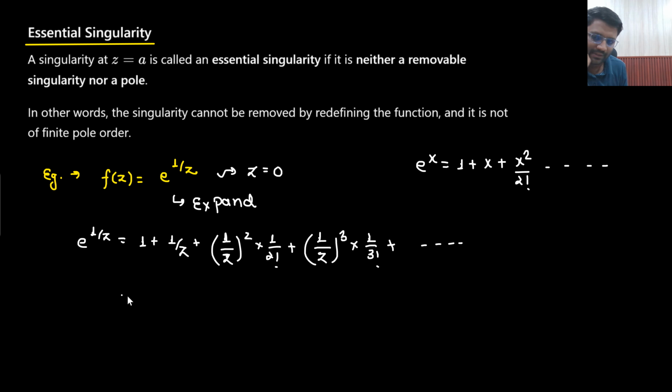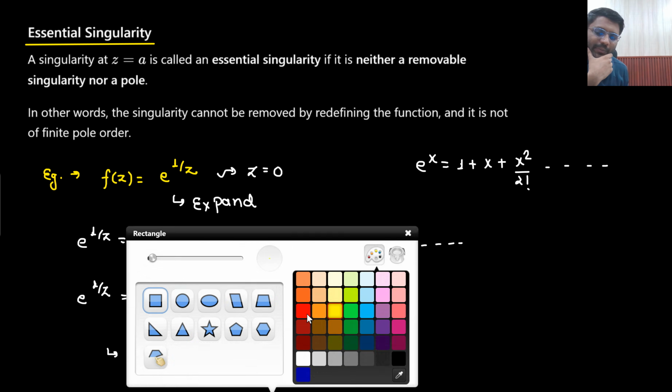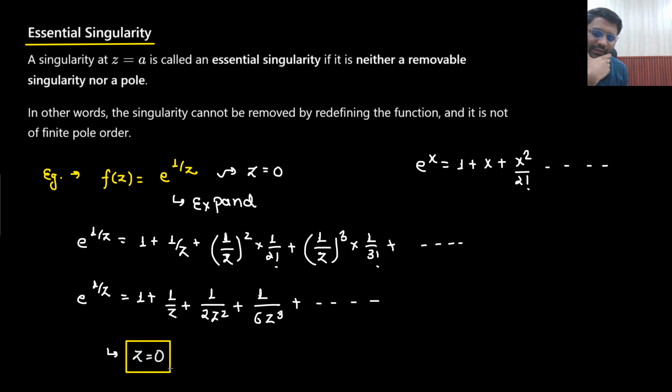Now let me simplify that expression. It is 1 plus 1 by z plus 1 by 2z square plus 1 by 6z cube and so on, that is e to the power 1 by z. This shows that at z equals 0 there is a problem. If you put z equals 0 here, it will become 1 by infinity. So from here you get to know that z equals 0 is a problem, right?